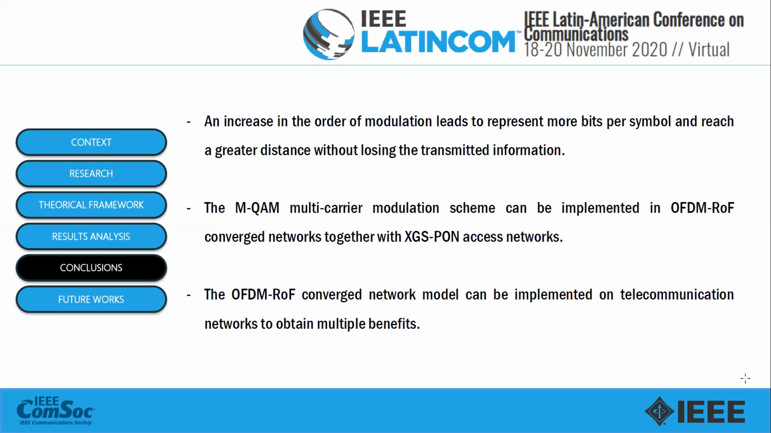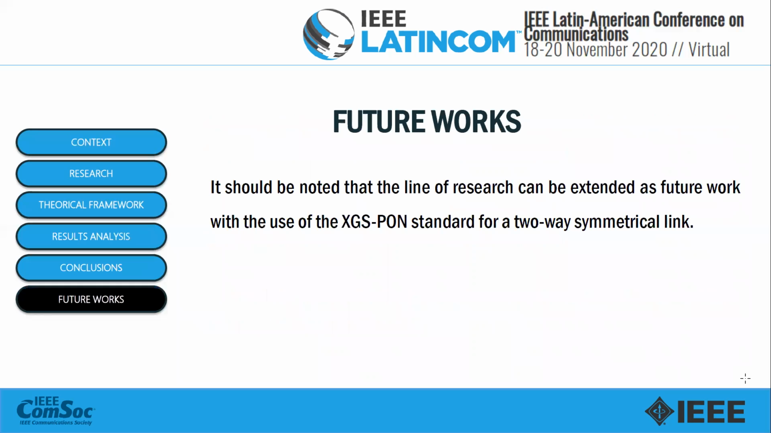So the conclusions are: an increase in the order of modulation leads to representing more bits per symbol and reaching a greater distance without losing the transmitted information. The M-QAM multi-carrier modulation scheme can be implemented in OFDM-RoF converged networks together with XGS-PON access networks. The OFDM-RoF converged network model can be implemented on telecommunications networks to obtain multiple benefits. As future work, the line of research can be extended with the use of the XGS-PON standard for a two-way symmetrical link. So consider uplink and downlink.